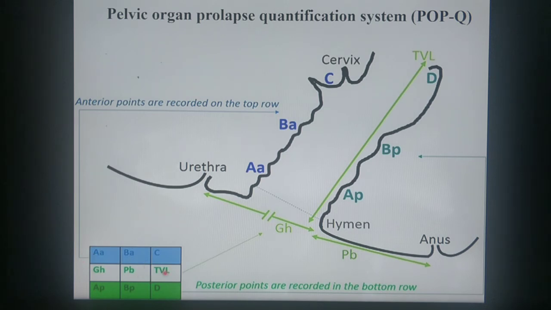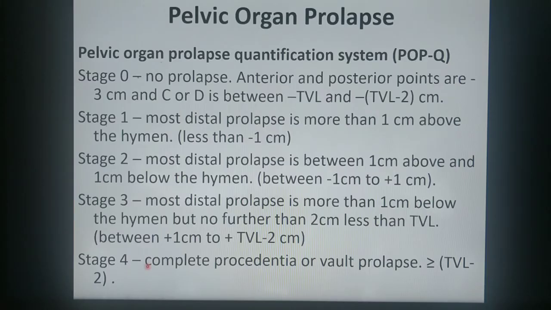After recording in a 3x3 grid, depending upon the measurements, prolapse of each of the compartments is staged. Prolapse of each compartment is staged based on its relationship to the hymen. Coming to staging, stage 0 is no prolapse, that is, all the points are at their normal position.